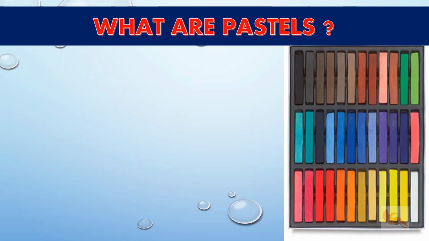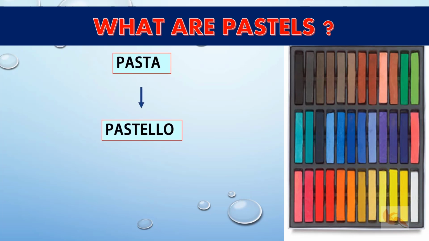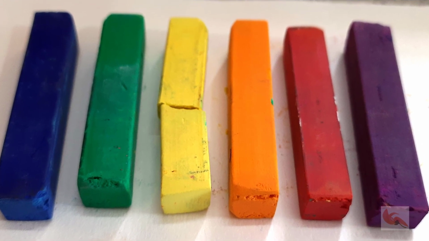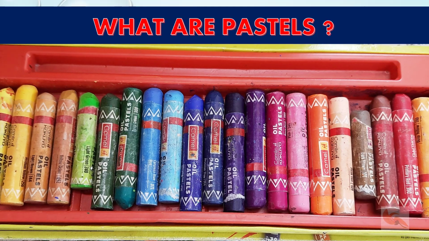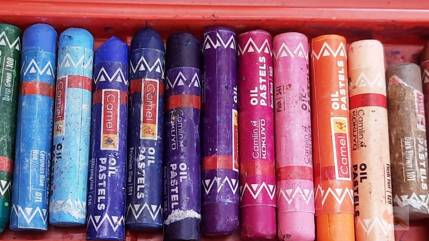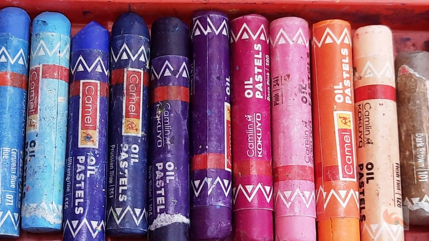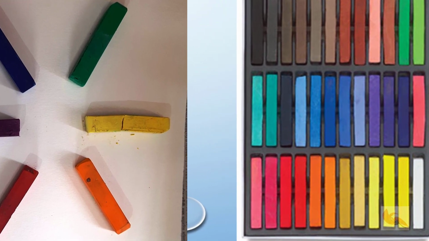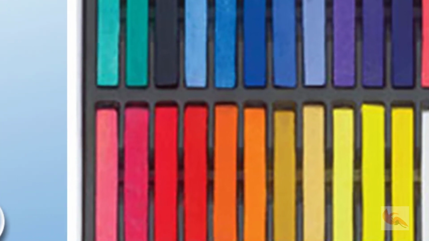So, what are pastels? The term pastel comes from its Italian name pastello, which was derived from the word pasta, meaning paste. Pastels are basically pigment mixed with a binder of some kind, which is then rolled or pressed into a stick. More expressive than color pencils, but more manageable than paint. So they fall somewhere between a drawing and a painting tool.